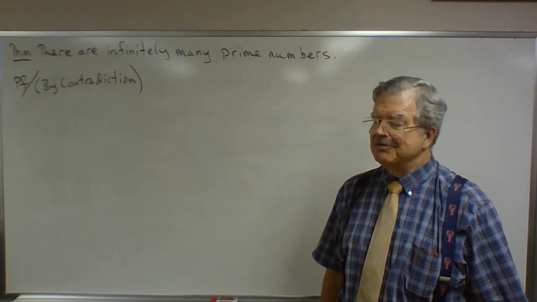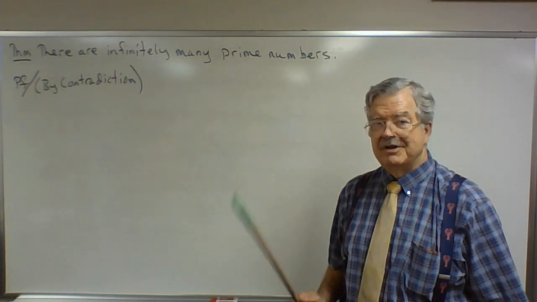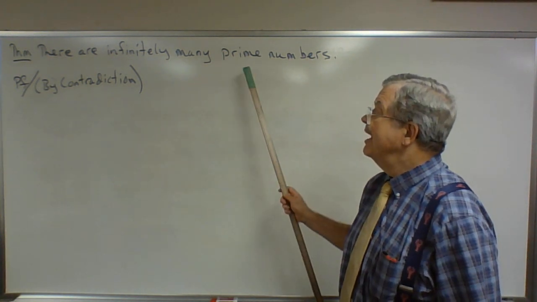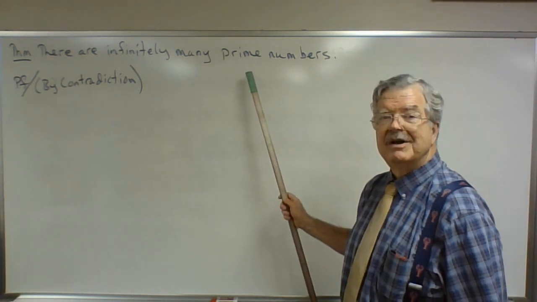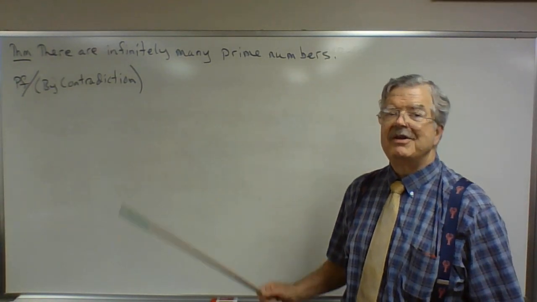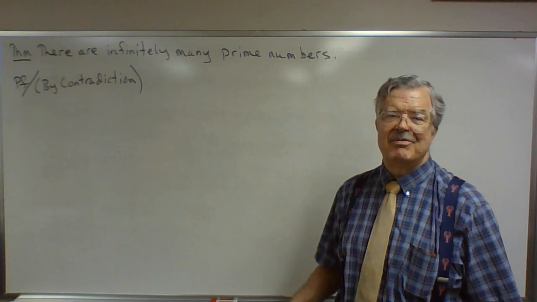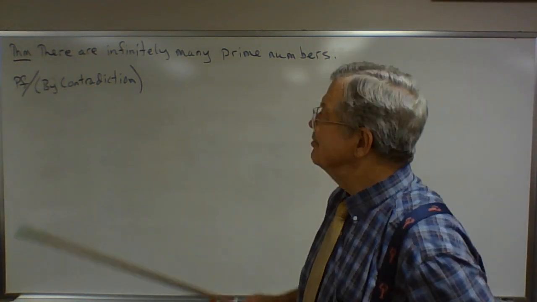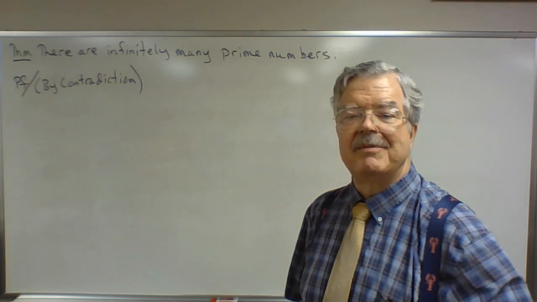The proof is fairly straightforward. It's an ingenious proof, but fairly straightforward. And it proves an astounding result. We actually know for a fact that there are infinitely many prime numbers. So let's get on with it. It is a proof by contradiction, by the way.